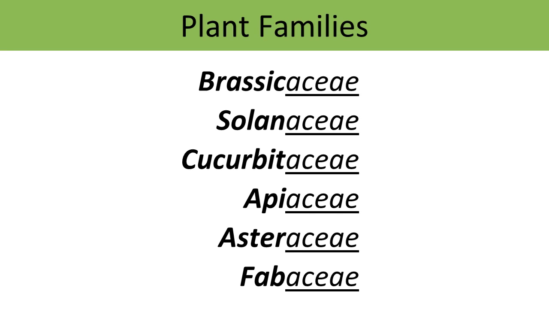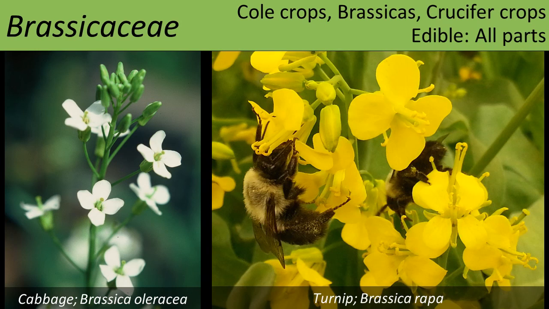And as you can see, all of them have the ACEAE ending, which indicates that that is the family name. So whenever you see that ending on any plant name, that indicates that it is a plant family. The Brassicaceae family is a very important plant family for those of us who like to eat and grow vegetables. There are just a huge number of types and varieties of vegetables found in this family. And one of the more interesting things about them is that they're all edible and all parts are edible. So it's a very fun family to look at.